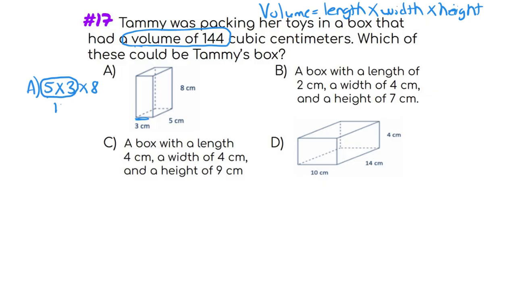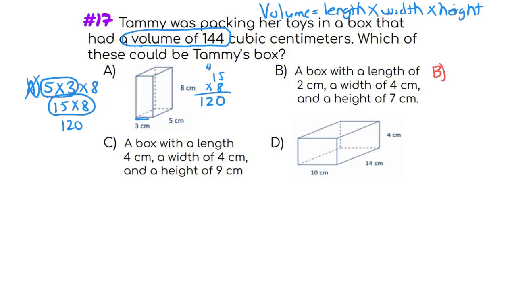5 times 3 is 15 times 8. 15 times 8. Going over to the side, 8 times 5 is 40, 8 times 1 is 8, plus 4 is 12. I got an answer of 120 for A. We needed 144. So let's try answer choice B.